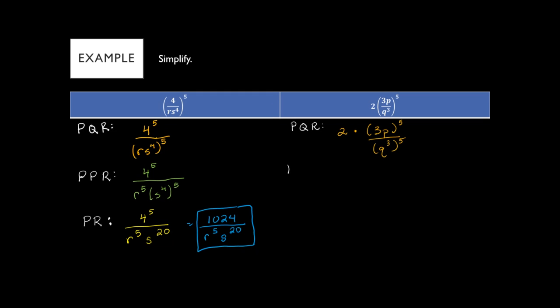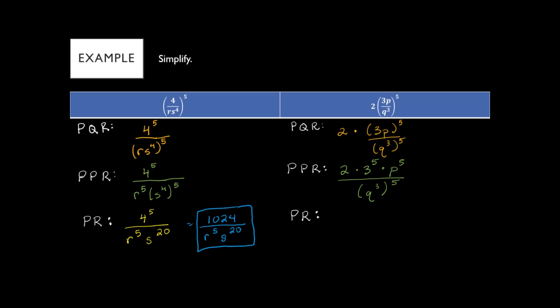Now let's use the power of a product rule on the top to distribute that 5. So I want to kind of do these in the same steps. So we have 2 times 3 to the 5th times p to the 5th all over q to the 3rd to the 5th. So next will be the power rule. So you can see that we're doing the same steps over and over again.